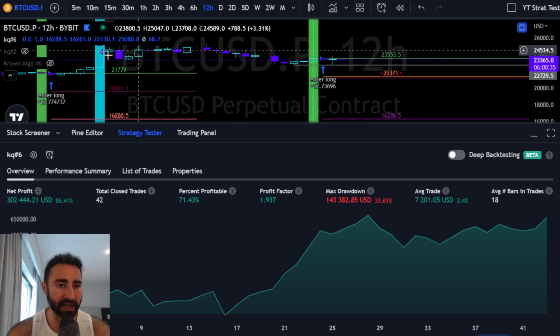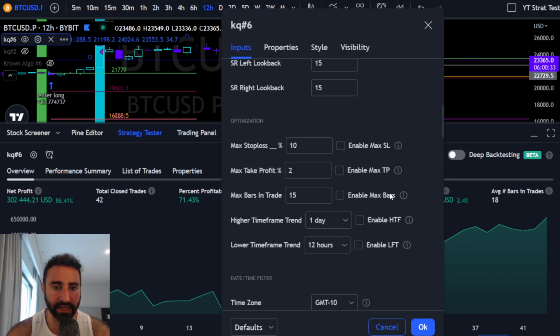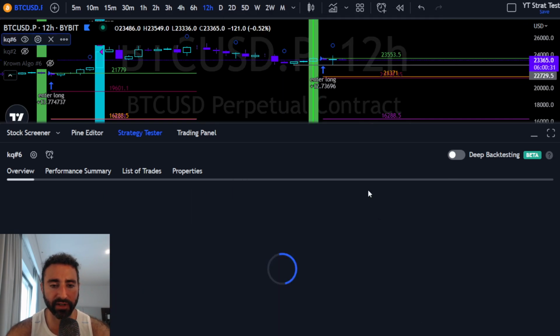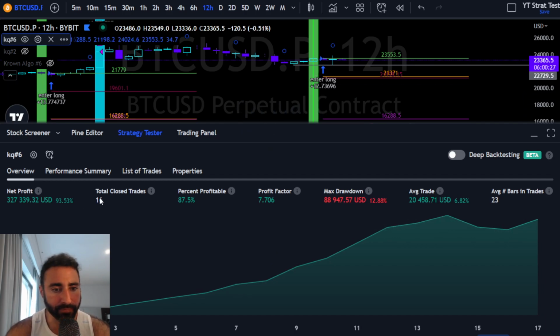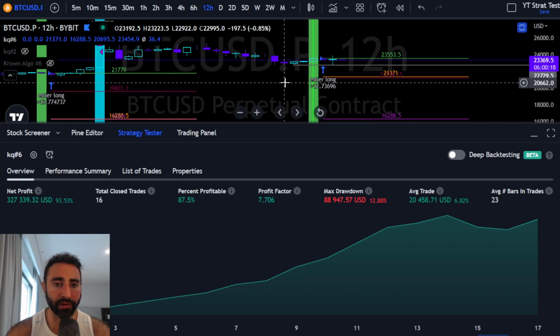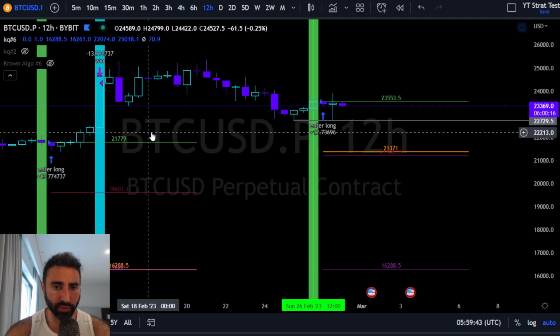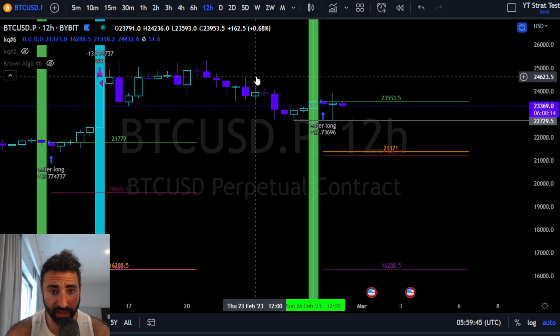On top of that, if we actually do add a daily trend filter, meaning that we only take the signals that are on the same side of the daily trend, which in this case is also to the upside, well, there's only been 16 prior iterations, but these numbers go significantly up. Percent profitable at 87.5%, and profit factor about 7.7. So we'd be looking at a pretty decent move back up above 24,000 bucks.